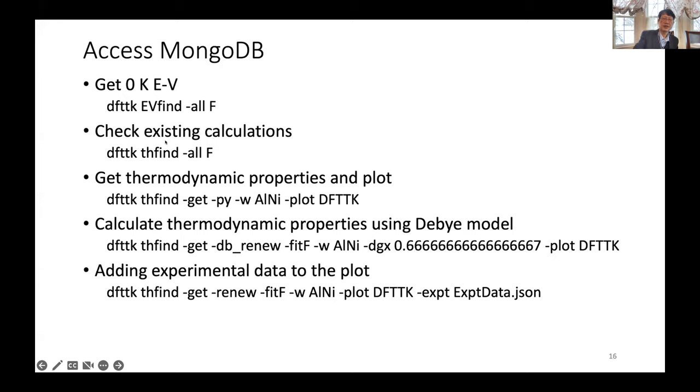Then to check all the finished calculations in your database, you can use this command, this module. In fact, we go into the EV find module or the thermal property find module. Then you find some module, and you can also have another option, like this one, DFTTK. You want to download the result to your local machine. My Python package is written by me, but if you don't have that one, you will not have this option.